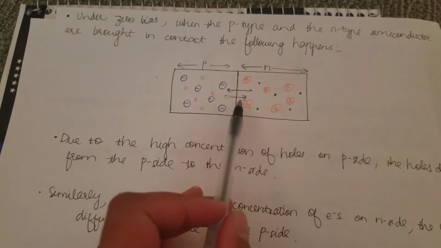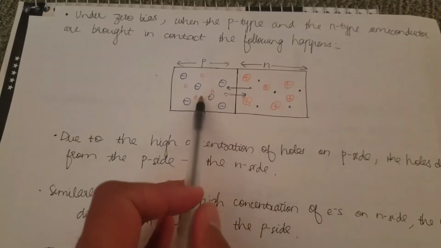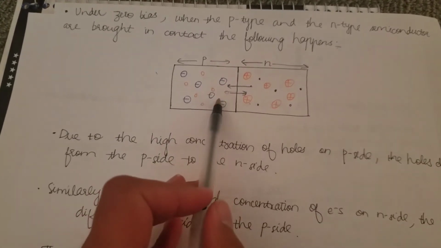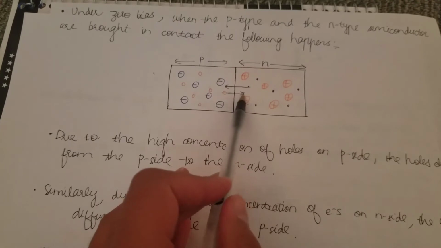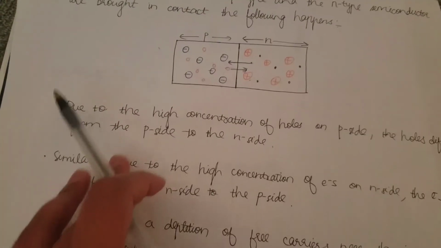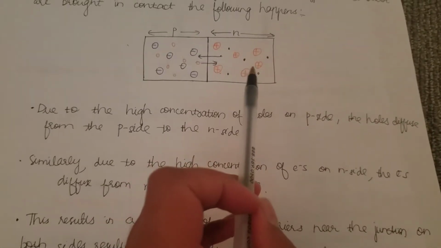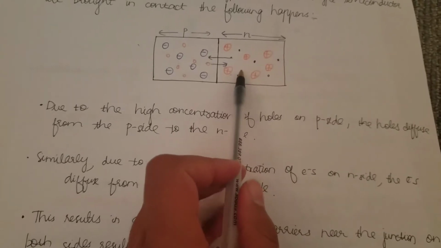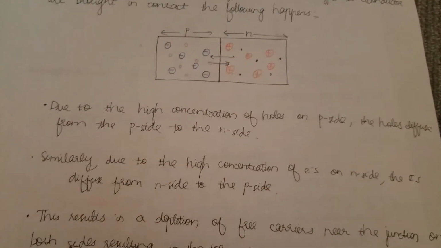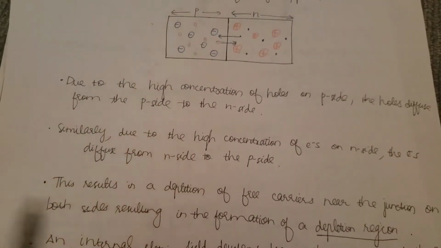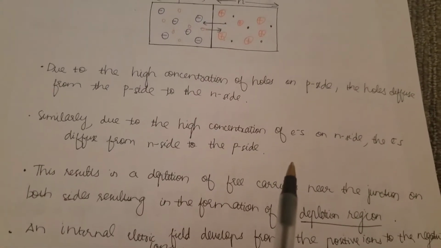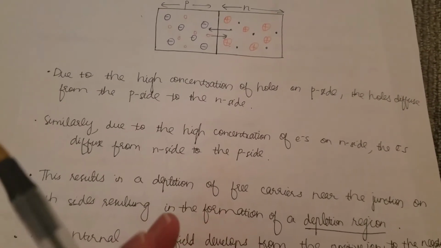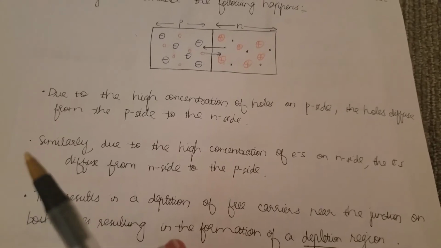Due to the high concentration of holes on the p side, the holes diffuse from the p side to the n side. Similarly, due to the high concentration of electrons on the n side, the electrons diffuse from the n side to the p side. This results in a depletion of free carriers near the junction on both sides, resulting in the formation of a depletion region. So let us see how this happens.